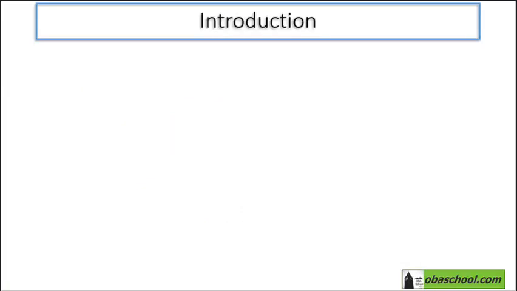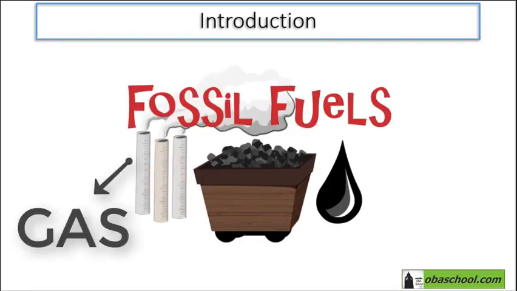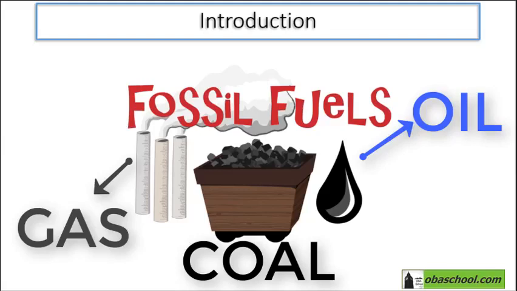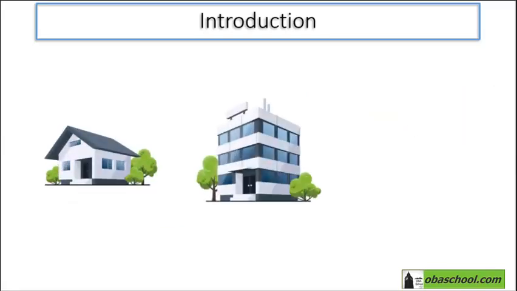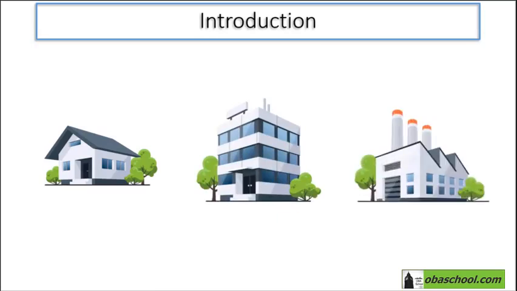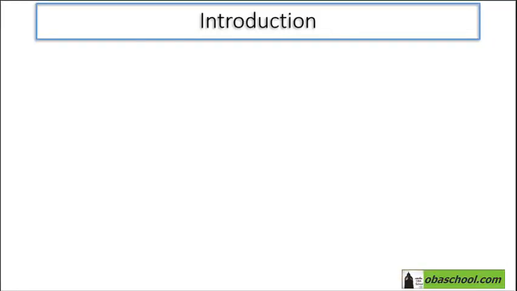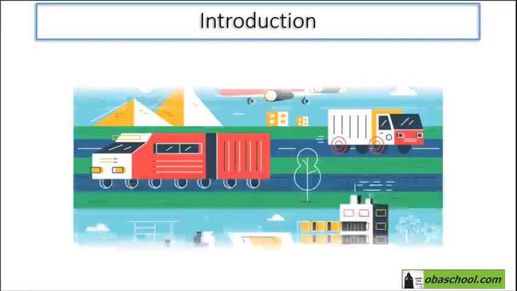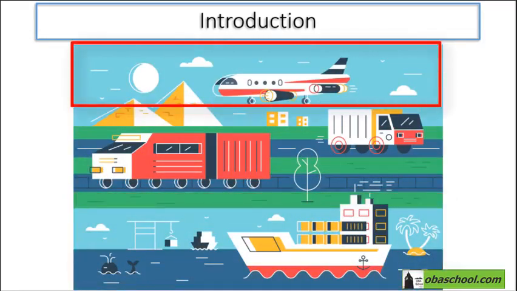Most of the energy you use comes from burning fossil fuels, mostly gas, oil, or coal. The energy in homes, offices, and factories is mostly supplied by gas or by electricity generated in coal or gas-fired power stations. Oil is needed to keep road vehicles, ships, and aeroplanes moving.